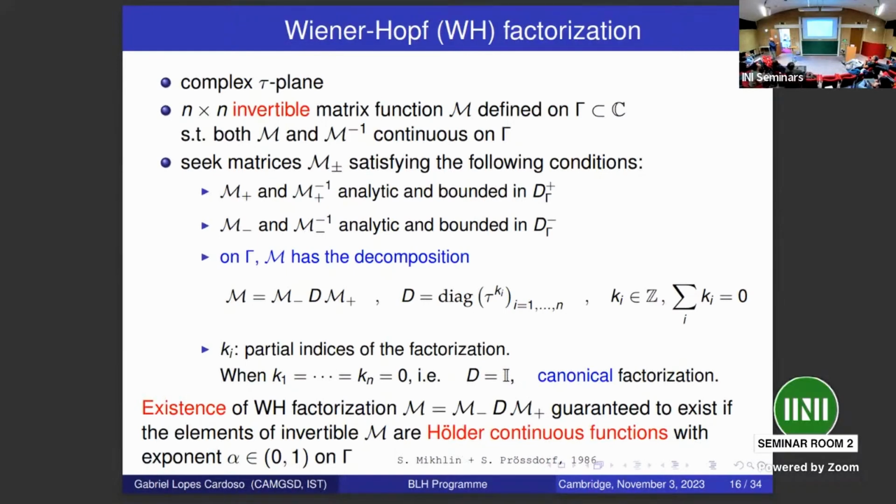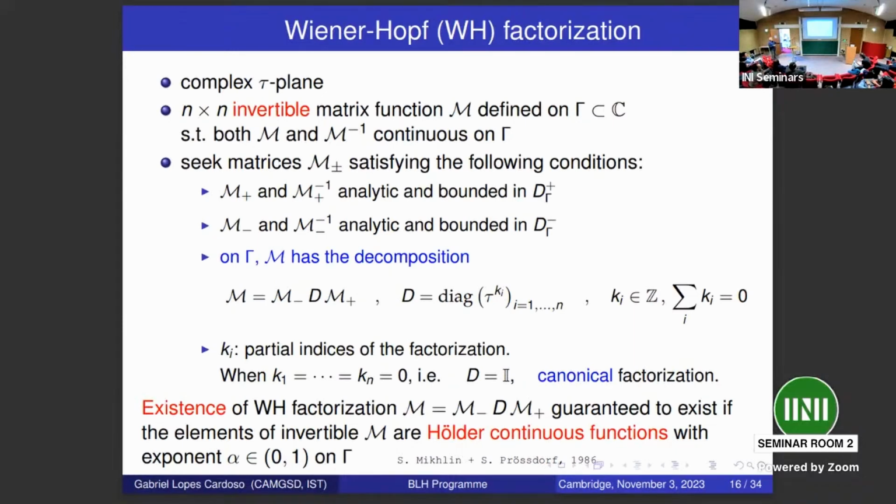So again, I'll give you an invertible matrix M on the contour. I demand that it's continuous, and so is its inverse, and then I seek a decomposition like so. Now, there is this diagonal matrix appearing here in the middle, and the condition is that the sum of these exponents adds up to 0. When all the exponents of this diagonal matrix are 0, in other words, when the diagonal matrix is the identity matrix, then you call this a canonical Wiener-Hopf factorization, and it's these ones which we'll be focusing on.